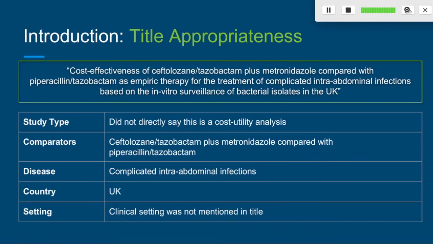So going back to the title, it does mention they are looking at cost effectiveness, but does not specifically state that this is a cost-utility analysis. The title could be improved by mentioning this is a CUA, or they are comparing the two medications in terms of quality-adjusted life years. The title does mention the comparators of ceftolozane and pip-tazo, and these are appropriate comparators clinically since they have similar spectrum of activities and are both commonly used to treat CIAIs.